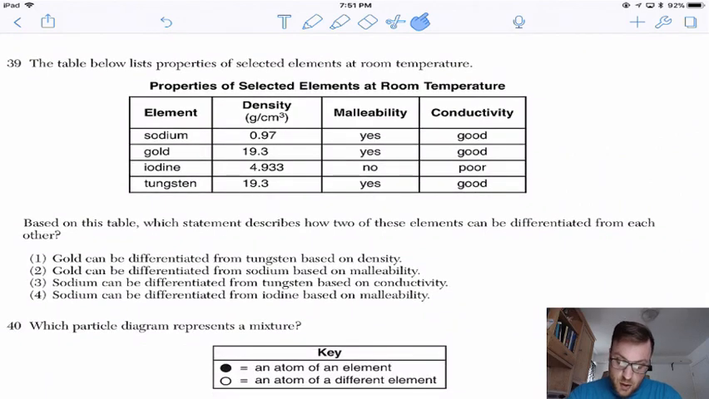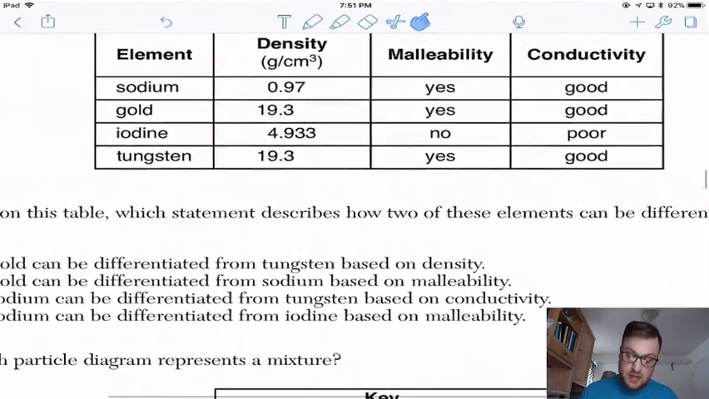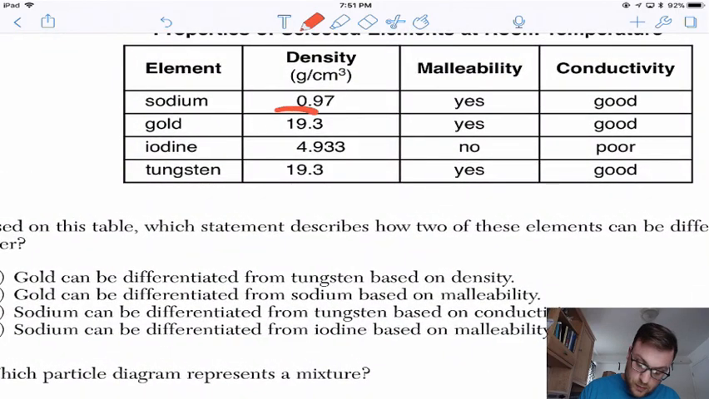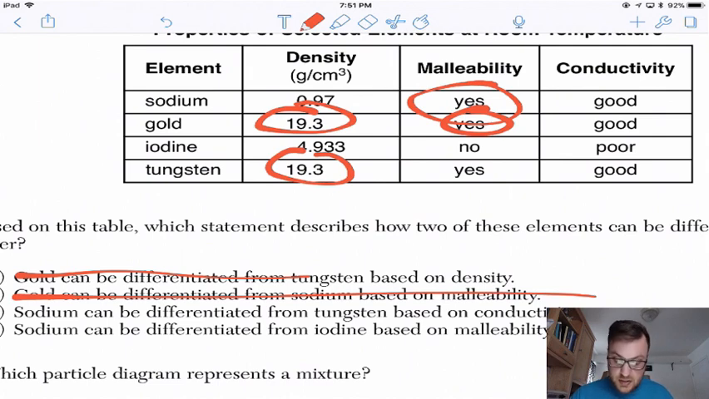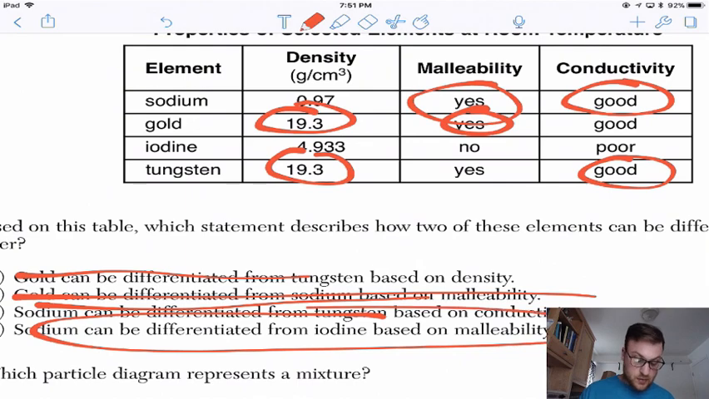Based on this table, which statement describes how 2 of these elements can be differentiated from each other? Be careful. You just need to read the table correctly. 1. Gold can be differentiated from tungsten based on density. Gold, tungsten, no. Gold can be differentiated from sodium based on malleability. Gold, sodium, no. Sodium can be differentiated from tungsten based on its conductivity. Sodium, tungsten, no. And the last one is the answer.